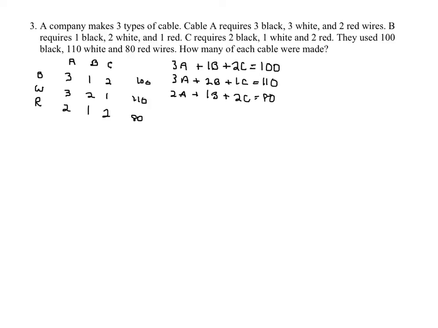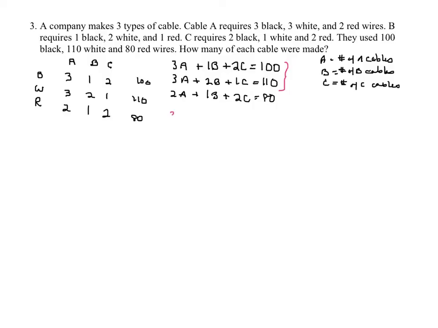What's A, B, and C? A is the number of A cables. B is the number of B cables. And C is the number of C cables. Perfect. Now we're just going to solve it. I'm going to use the top two, and I'm going to cancel out the C's.